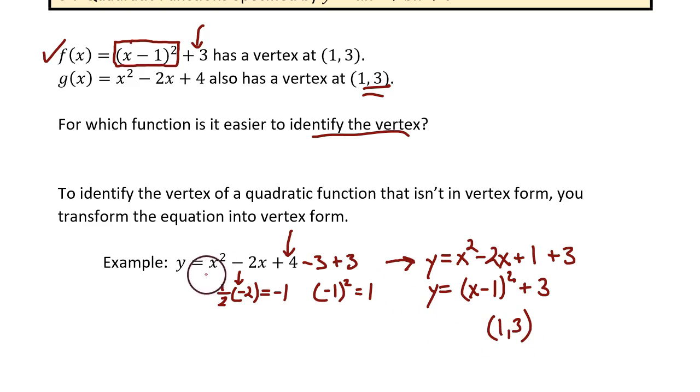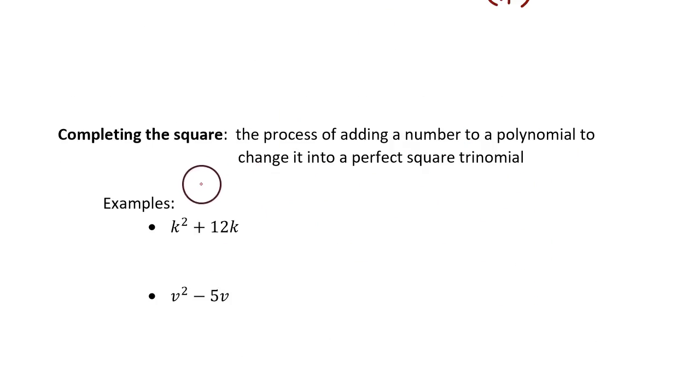So changing a quadratic equation from this format into vertex form allows you to figure out the vertex. And from there, you could make the graph. The process that we used to figure out what constant term we needed to make a perfect square trinomial is called completing the square. Let's practice just that process a little bit.